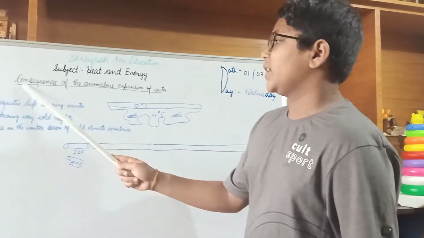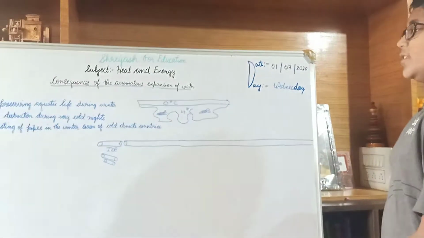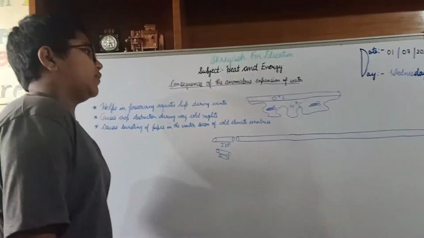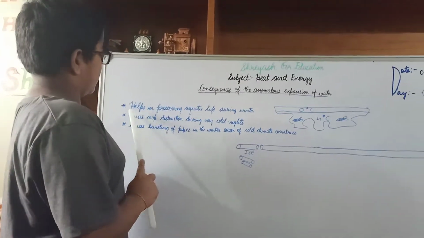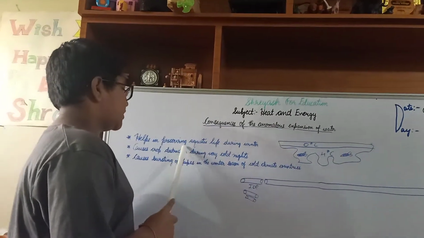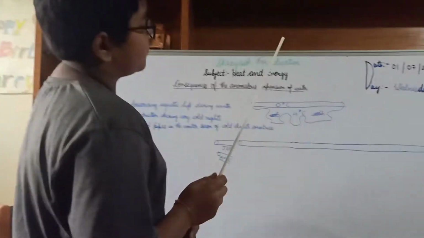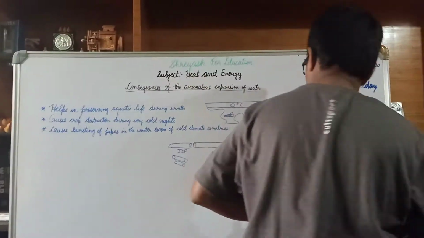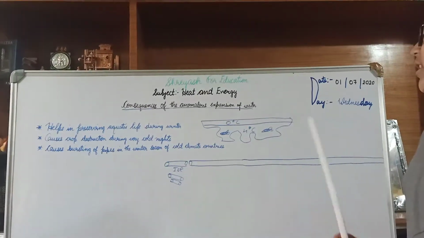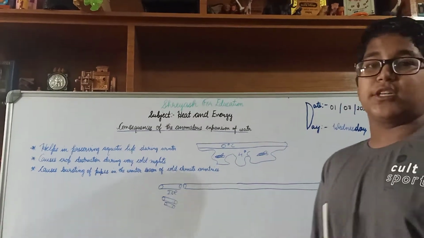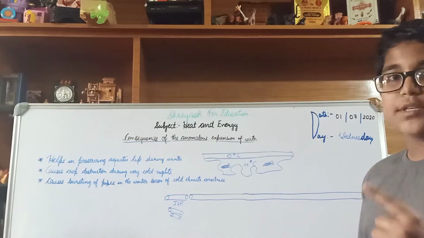Okay, the next topic is consequences of anomalous expansion of water. Let's see what the consequences of anomalous expansion of water are in nature. It helps in preserving aquatic life during winter. When the temperature falls below 0 degrees Celsius, assume this is a lake, then the top layer freezes, because of T.C. Hope's experiment with the anomalous expansion of water.